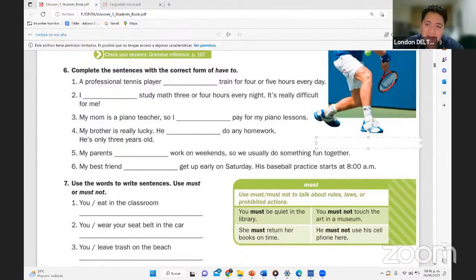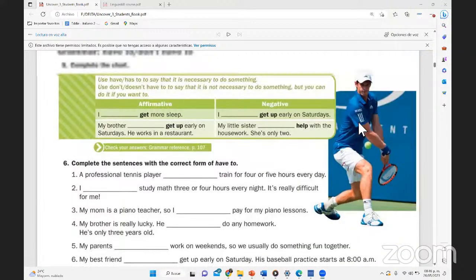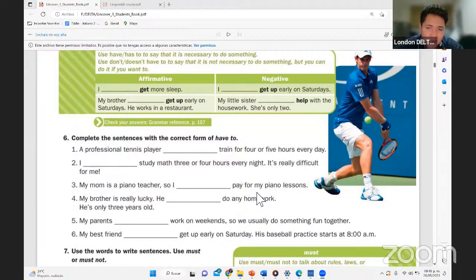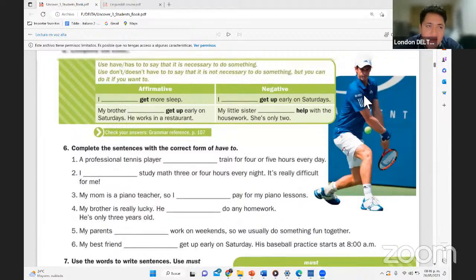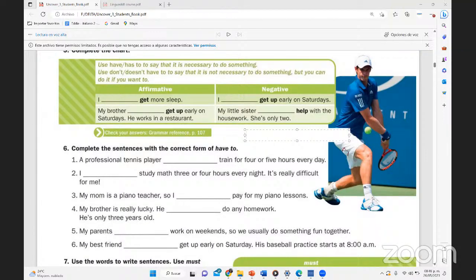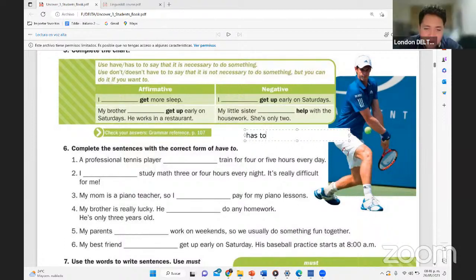A professional tennis player. Look at the picture, right? He must do... must, perdón. No, aquí no vamos a utilizar en estos ejercicios must, solamente have to. Look, right? Is he, él, right? So we would say, in this case, con he, ¿cómo se utiliza have to? ¿Decimos he have or he has? Yes, has. Okay, very well.